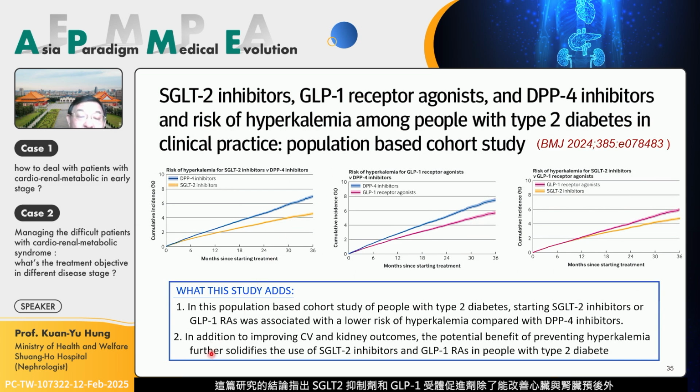The conclusion of this paper is that in addition to improving both heart and kidney outcomes, the SGLT2 inhibitors and the GLP-1s could have more potential benefit if the patient has the risk of hyperkalemia. So before ending my talk, to sum up, I would like to thank all of you for joining us, to stay with me to discuss this case.